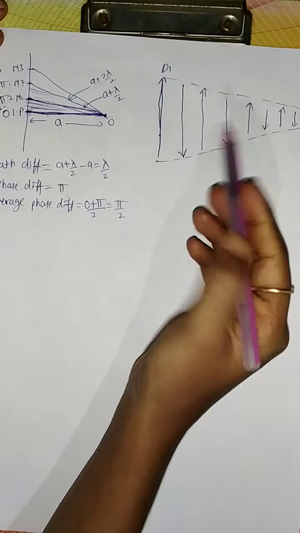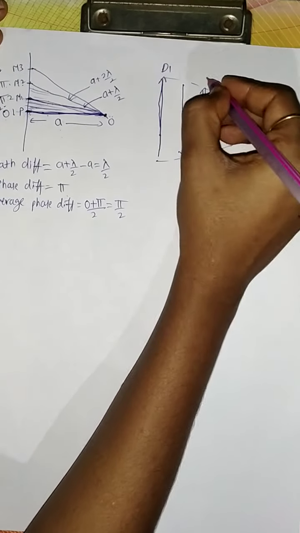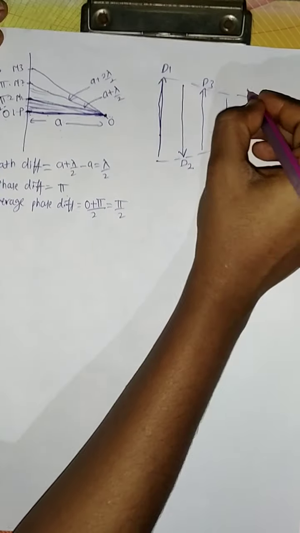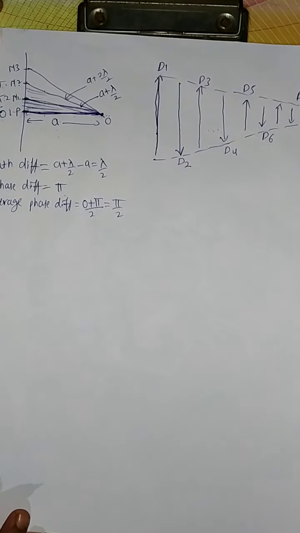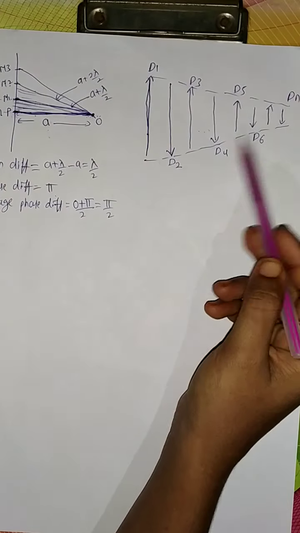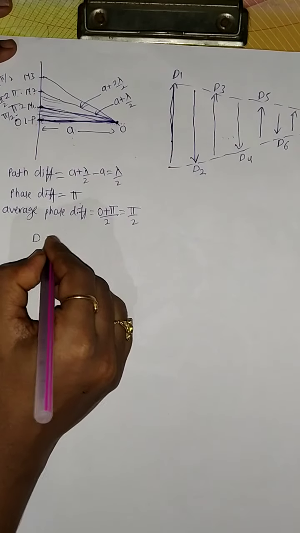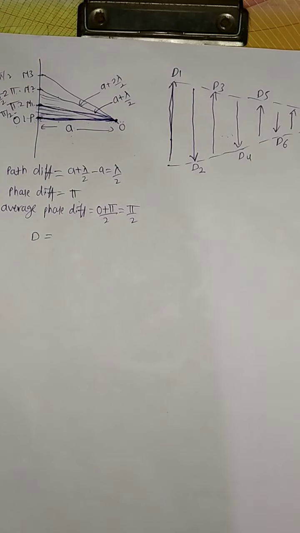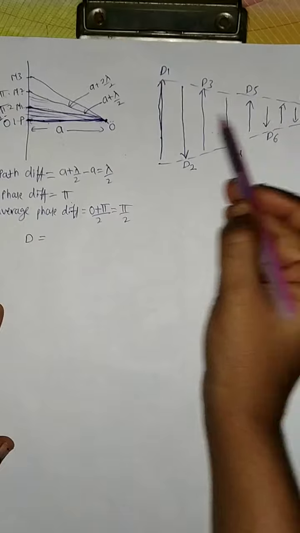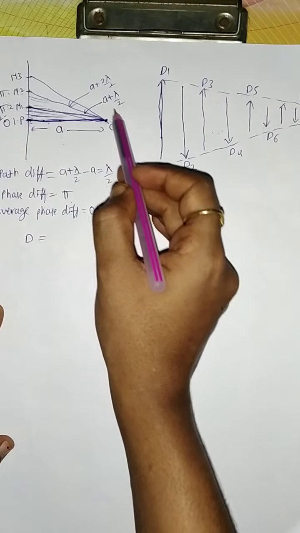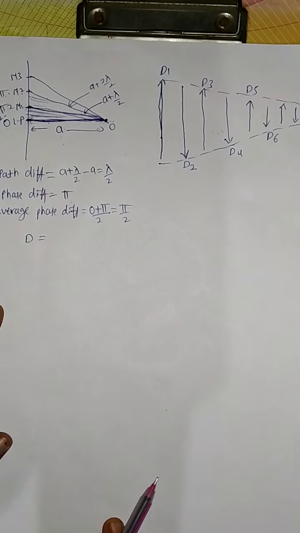And now from this we'll do the derivation. See, from the first zone the amplitude is D1, from the second zone the amplitude is D2, third D3, next D4, D5, D6, like that going up to the nth zone. Okay, so if these are the different amplitudes due to different zones, then what would be the total amplitude? I want to calculate the total amplitude, so I'll denote it with the letter D. The total amplitude is the sum of all these amplitudes at point O.